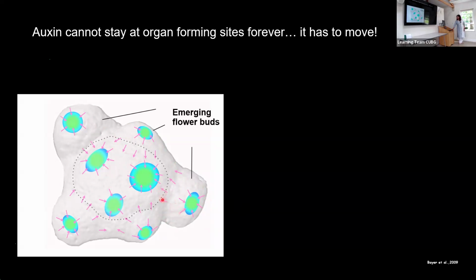But on the other side, these arrows are pointing away from this organ. That means that once auxin has accumulated and a hotspot has been created, it cannot stay there forever. It has to be transported to different sites away from this. And so once this organ has grown out, the machinery functions in such a way that it transports auxin away from this site to the next organ formation site.